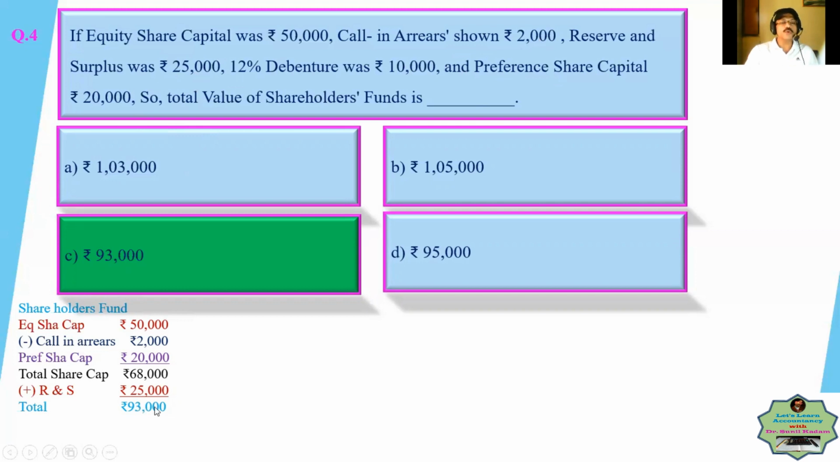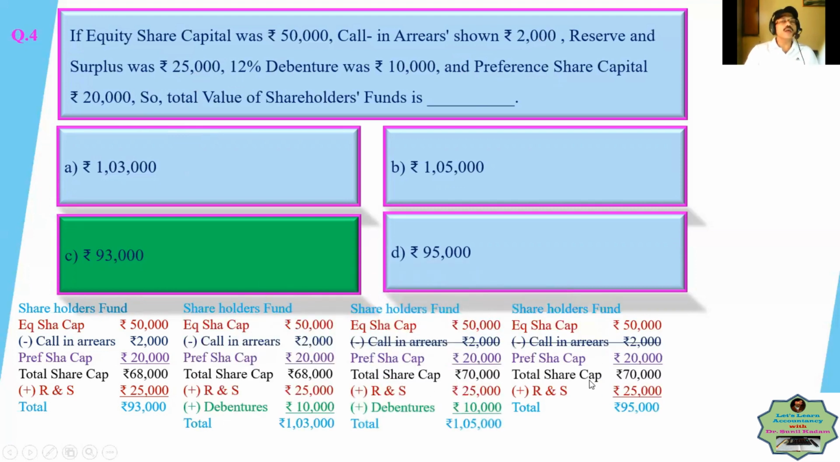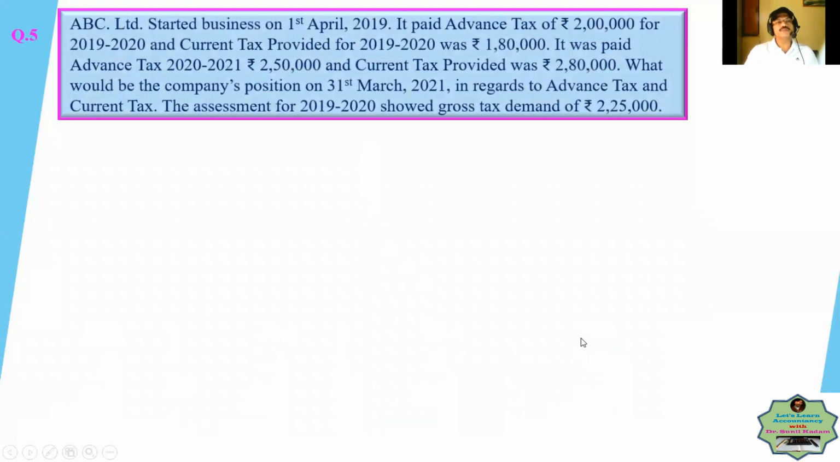So the total amount of 93,000 is the correct answer. Option 3 is correct. The other options are calculated in this manner, which is either taken on a wrong assumption or with a wrong amount. Therefore, those are not correct. This one is the correct one. These three are incorrect options. So let us go for the next objective, or the MCQ.